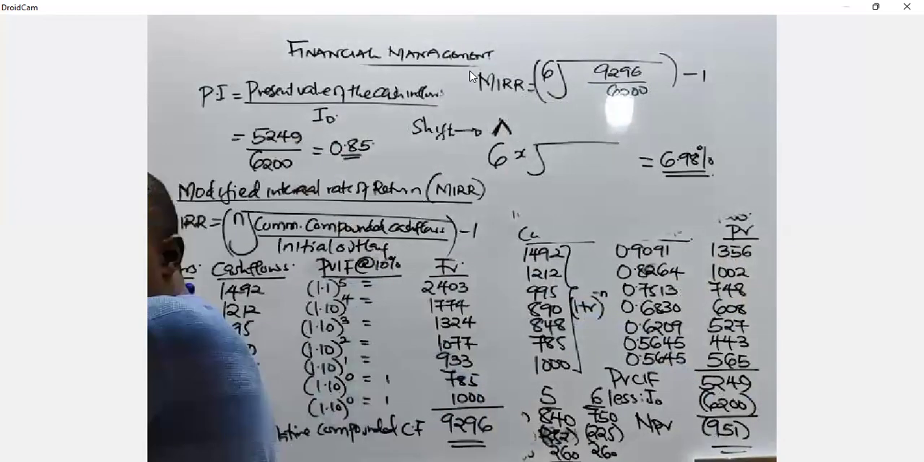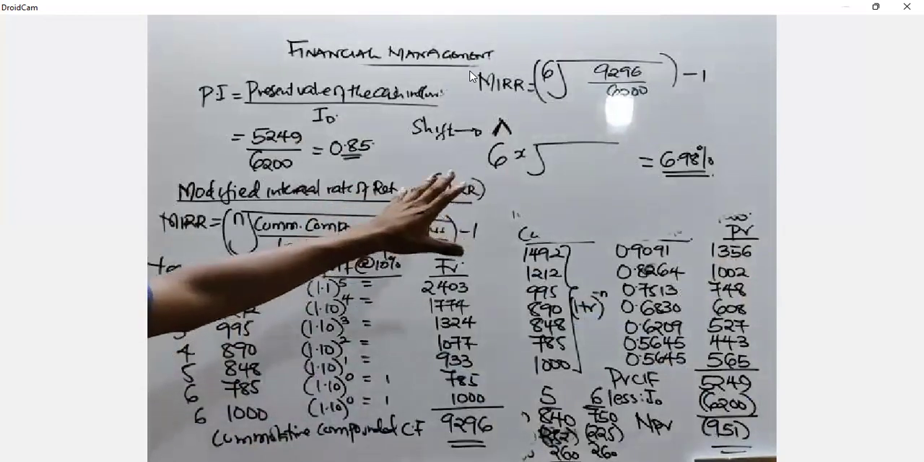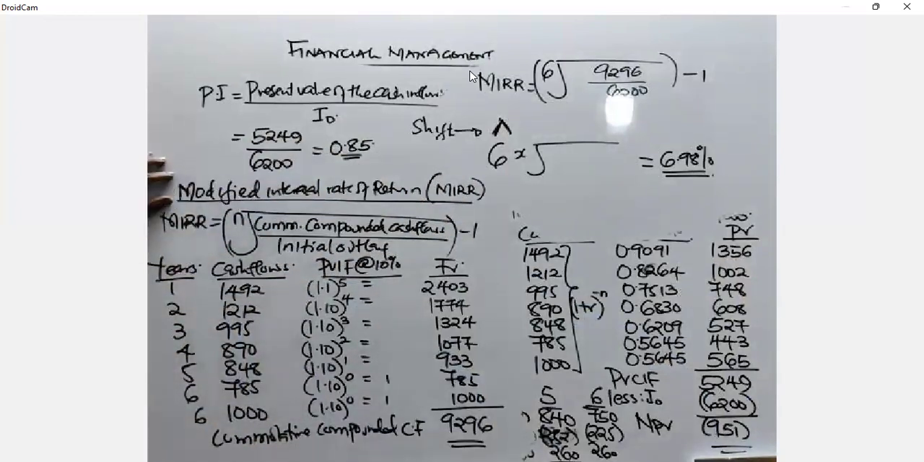6.98%. That is how the questions of modified internal rate of return are done. The PI are done. We have done the discounted payback periods, right? Have we done the discounted payback periods? Let me see. Question? Yes, continue.